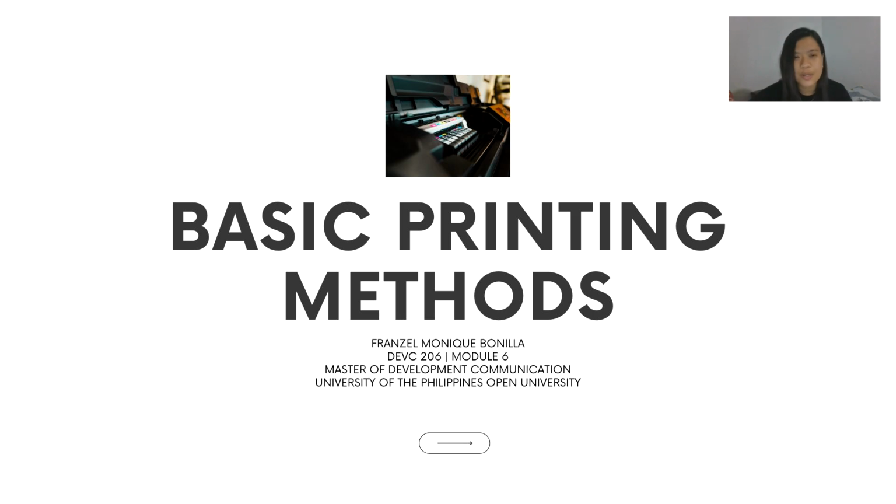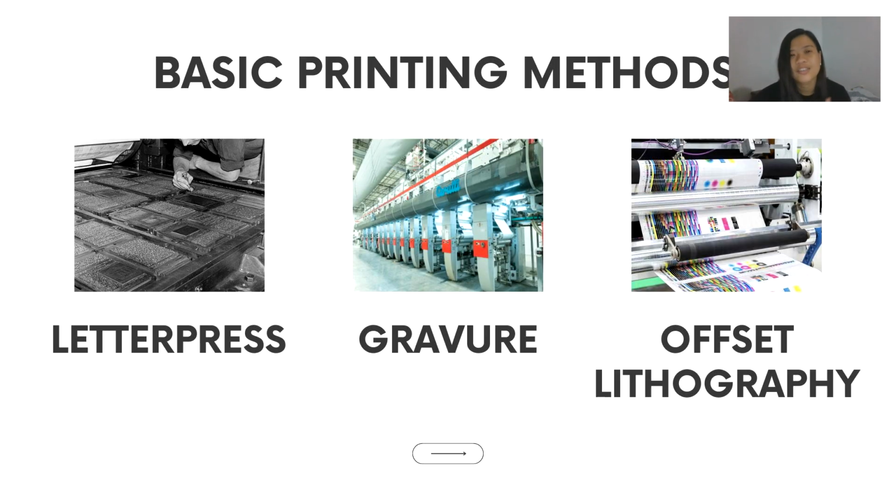So the scope of my presentation, we will try to cover the evolution of printing and the basic printing methods. Although there are 5 basic printing methods, we will only focus on 3: the letterpress, the gravure printing, and the offset lithography. We will also try to explore their origin, the processes, how these machines work, and their advantages and disadvantages.